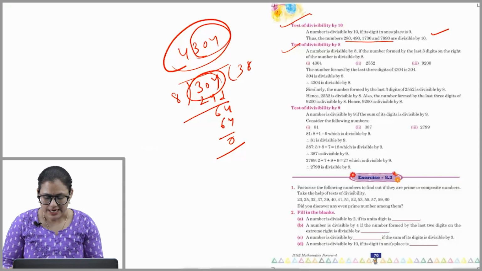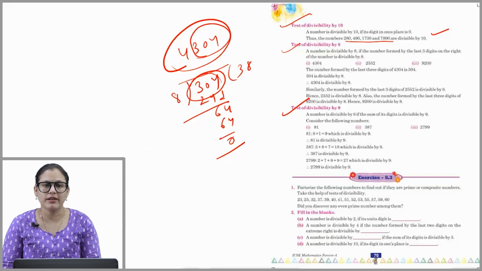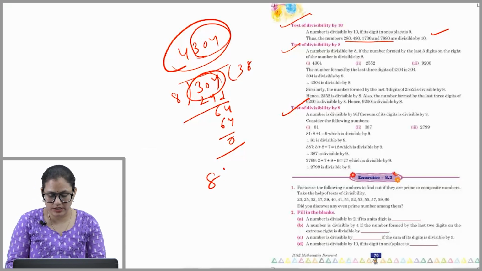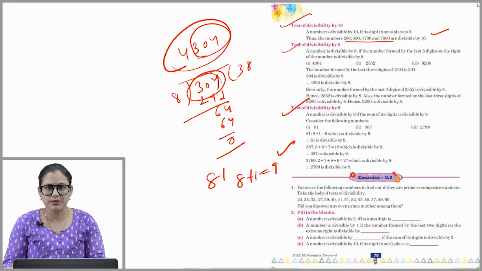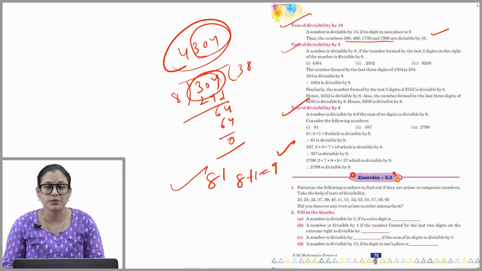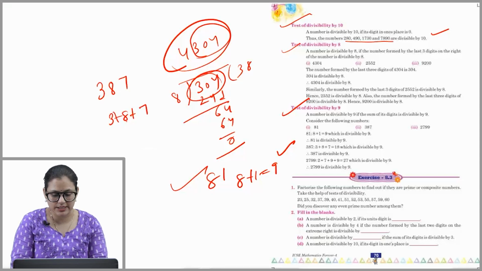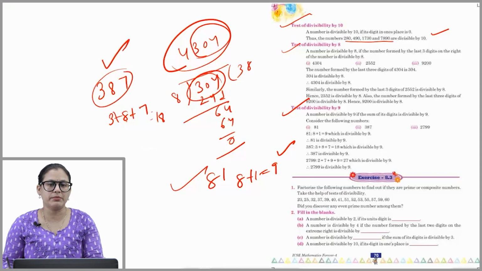Okay. Next, test of divisibility by 9. A number is divisible by 9 if the sum of its digits is divisible by 9. For example, 81. 81, let's find the sum. 8 plus 1 is 9. 9 is divisible by 9, that means 81 is also divisible by 9. 387, 3 plus 8 plus 7. 3 plus 8 is 11 plus 7 is 18. 18 is divisible by 9, that means this number is also divisible by 9.